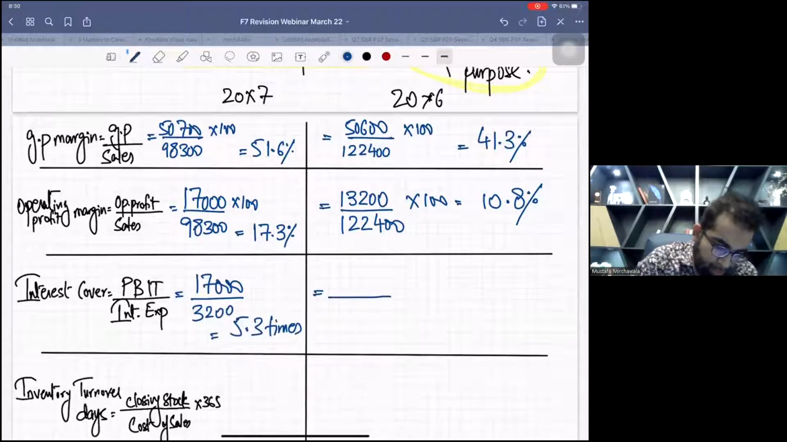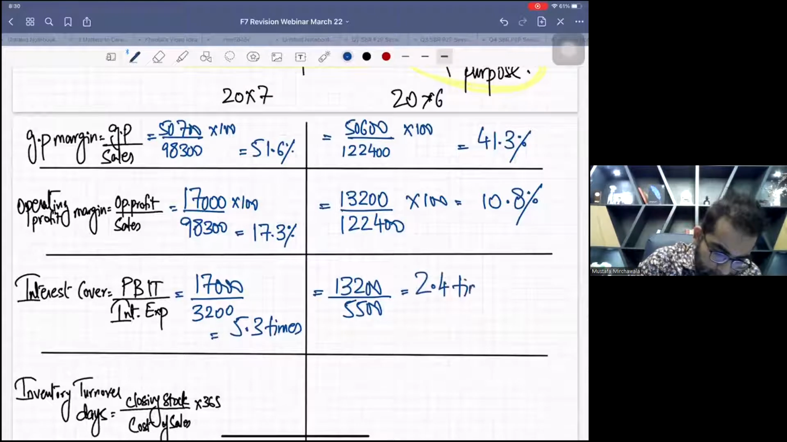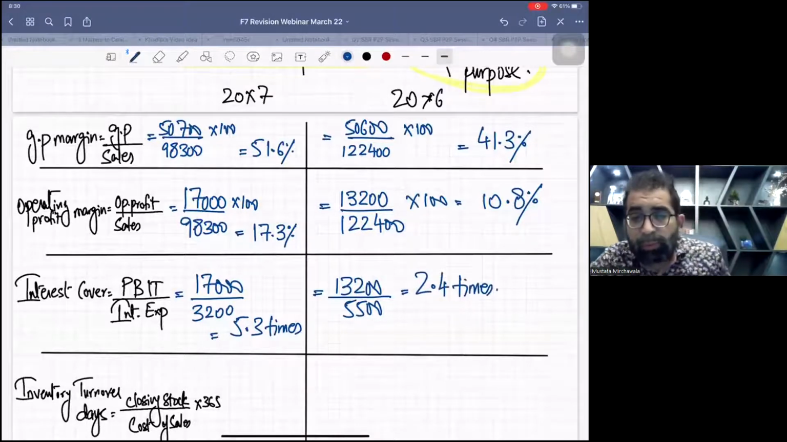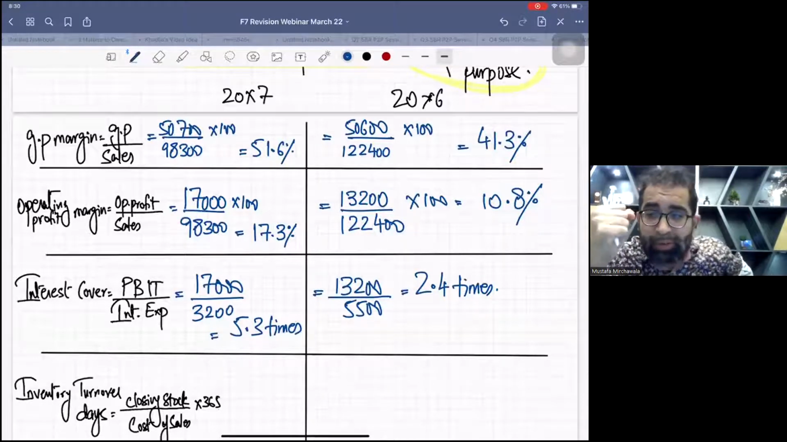Now, what about the other year? It's 13,200 divided by 5,500. So this will be 2.4 times. So yes, this ratio shows the improvement. Last year the ability was less, now more. The higher the interest cover, the better it is. Now we have good interest paying ability.